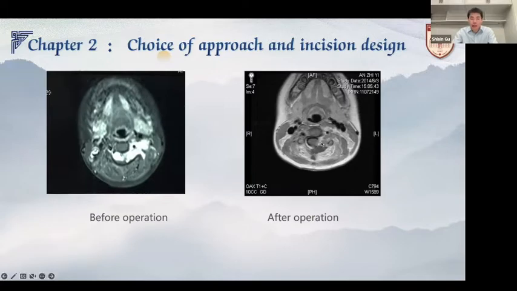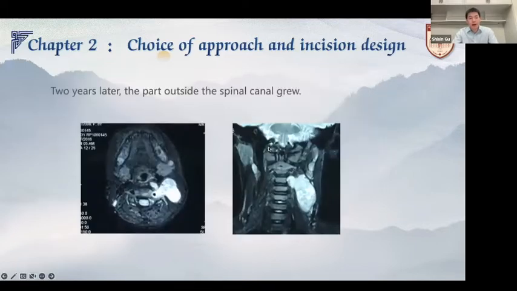We can see that the tumor in the spinal canal has been completely removed and the spinal cord obviously recovered its shape. The girl's muscle strength returned to normal a few months later, but we can see a small tumor remained. But we did not rush to do the second stage operation. Instead, we sent the patient back for a follow-up. After 2 years of follow-up, the tumor outside the spinal canal has grown significantly, and there was no tumor recurrence in the spinal canal. So we performed a second operation on this girl.